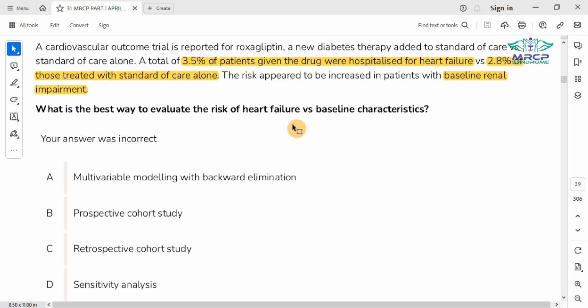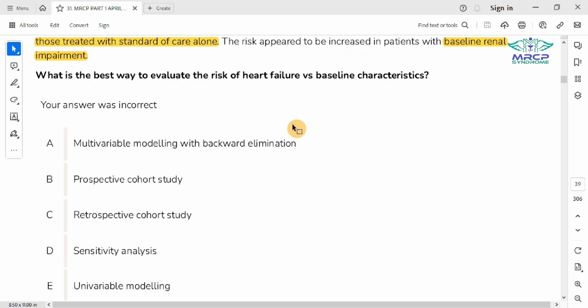What is the best way to evaluate the risk of heart failure versus baseline characteristics? The multivariable modeling with the background elimination, retrospective cohort study, sensitivity analysis, and univariable modeling.